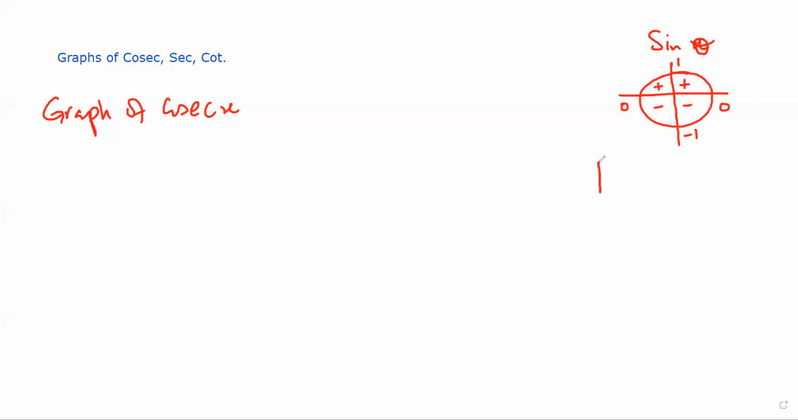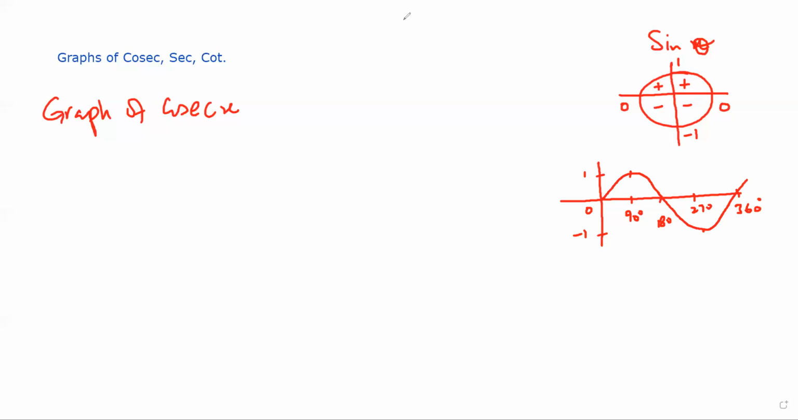Overall, if you look at this graph, it goes like this and like this. It is 0 here, it is 1 at pi by 2 or 90 degrees, and at 180 degrees this is going to be 0, and at 270 degrees this is going to be minus 1, and one wavelength is completed within these 360 degrees.